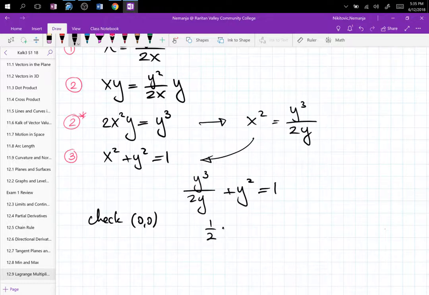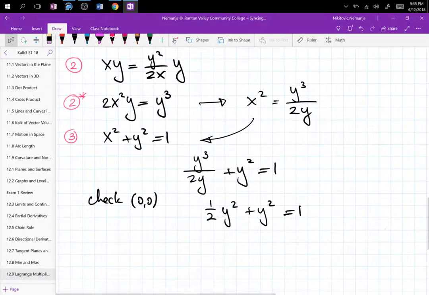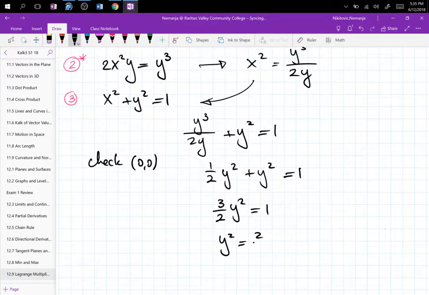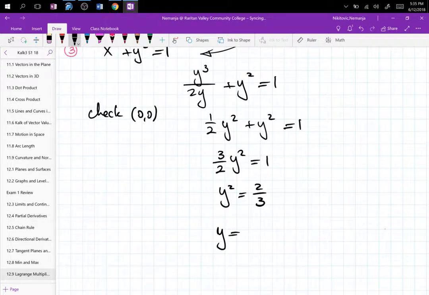What do I have? I have 1/2 y squared plus y squared is equal to 1. That is 3/2 y squared is equal to 1. y squared is equal to 2/3. And finally, y is equal to plus minus square root of 2/3, which is square root of 6 over 3 when you rationalize times root 3. And plus minus, right? So we have two y values, and then we can go back and calculate x's. And we have to also check 0, 0 because we eventually gave in and just canceled y's.